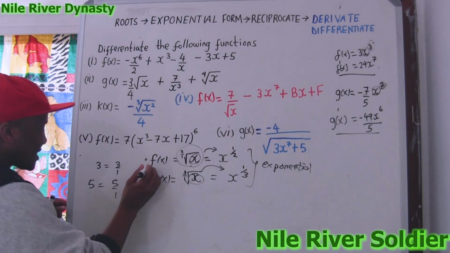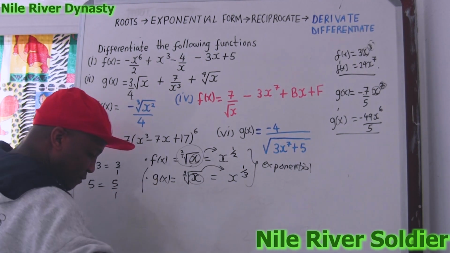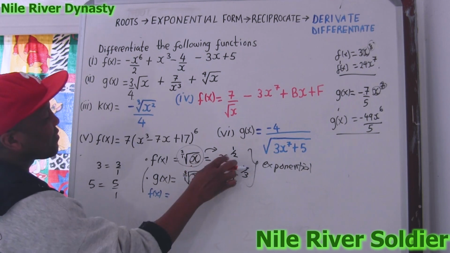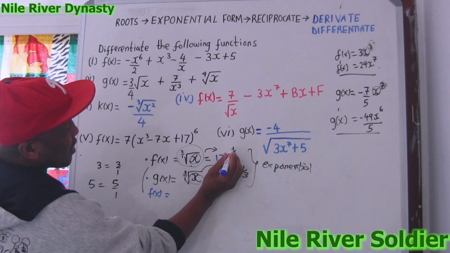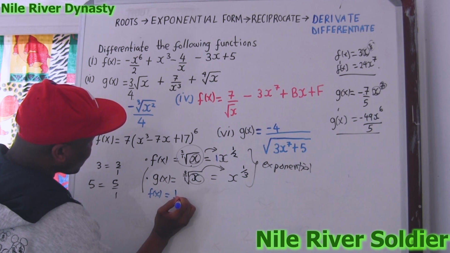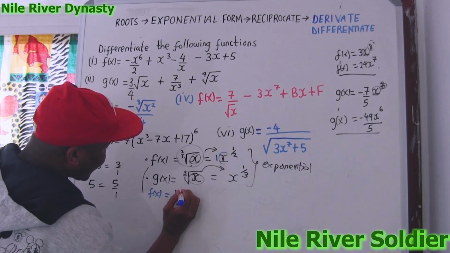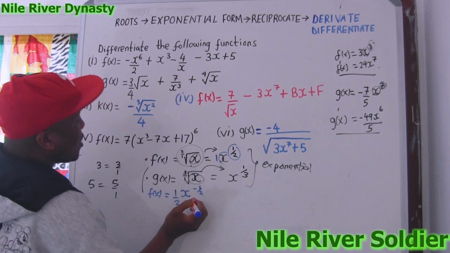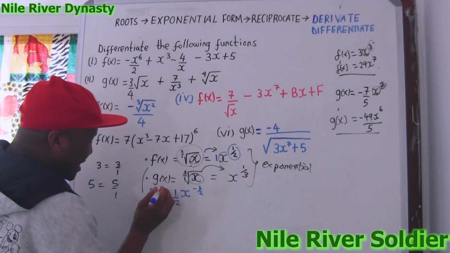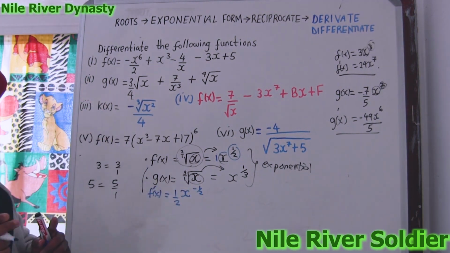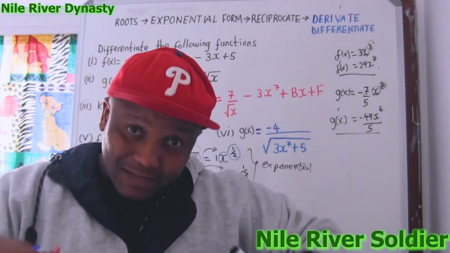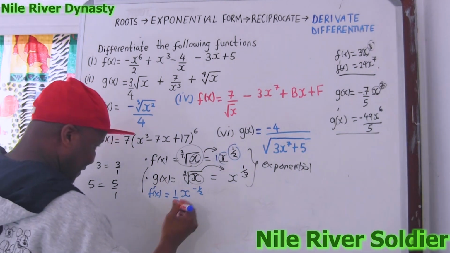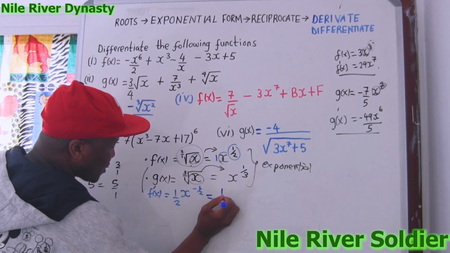Now let's differentiate. So I still have my f of x here. Now let's differentiate. If there's no number, it means there's a 1. A half times 1 equals a half. I'm going to drop x, and then a half minus 1 equals minus a half. And you must put prime here, because the moment you take that, it means differentiating, or derivative. Okay? So now this is 1 over 2.